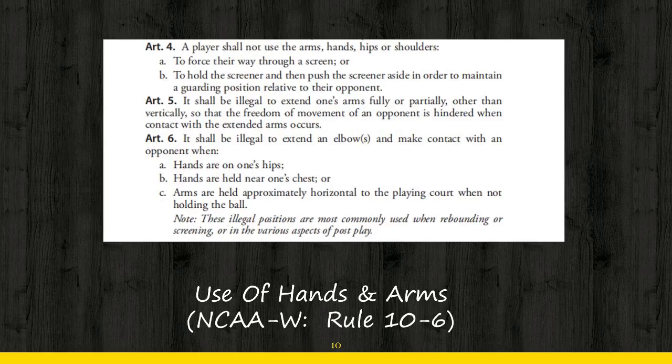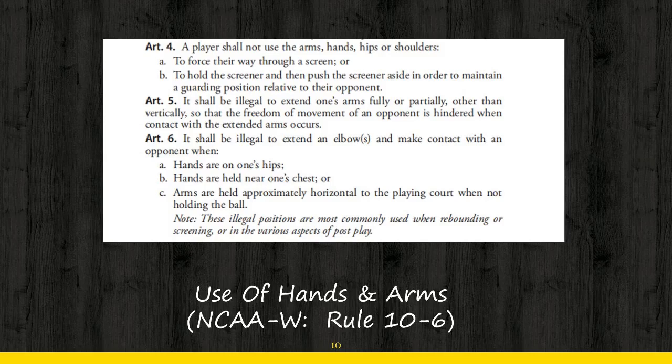Continuing through this section of use of hands or arms, Article 5 is also applicable to rebounders. It shall be illegal to extend one's arms fully or partially, other than vertically, so that the freedom of movement of an opponent is hindered when contact with the extended arms occurs.